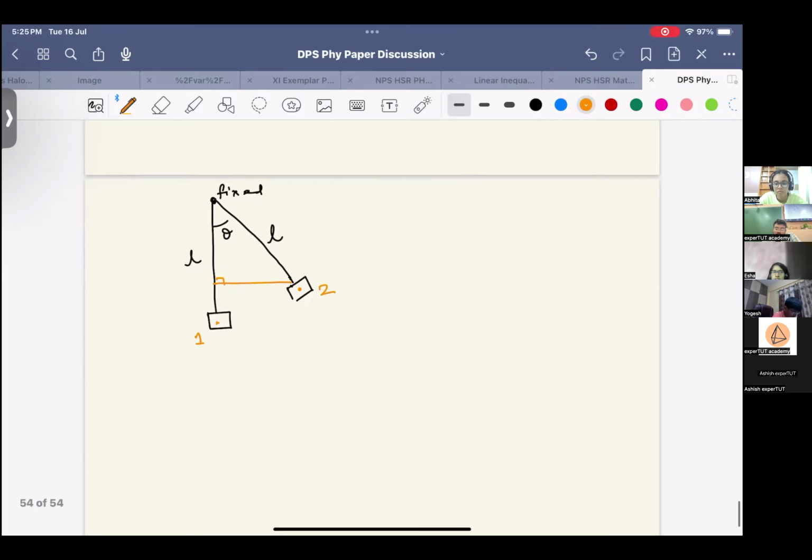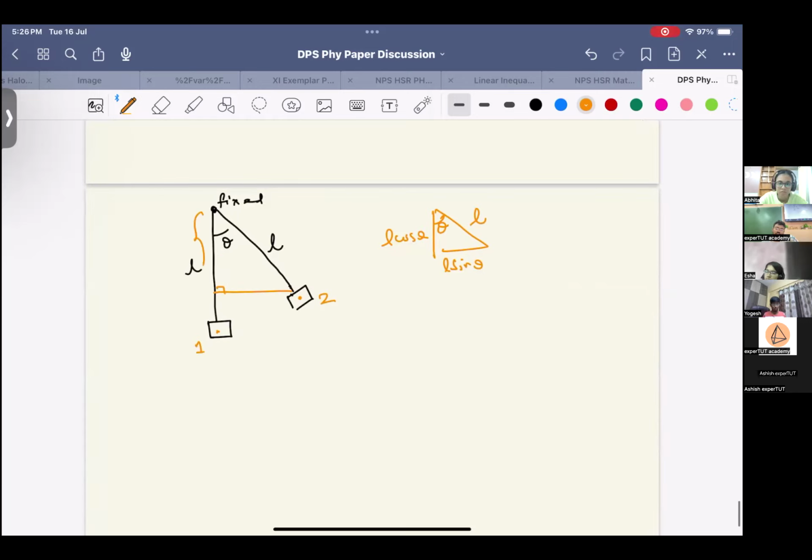Okay, in a right angle triangle, if this is L and this is theta, then you know this is L cos theta and this is L sin theta, right? So what is this height then? L cos theta.